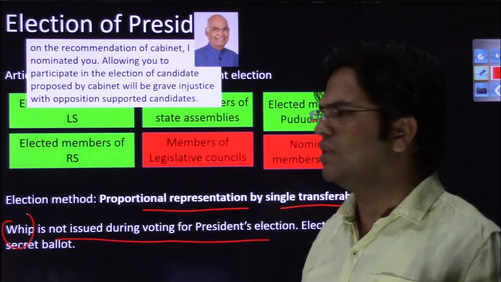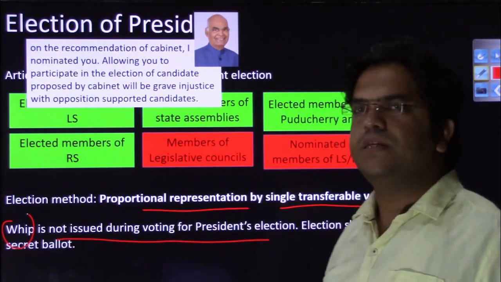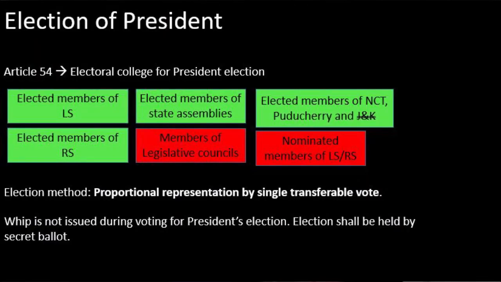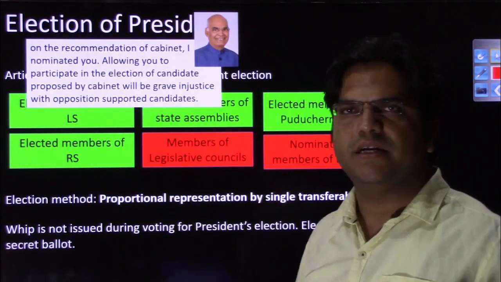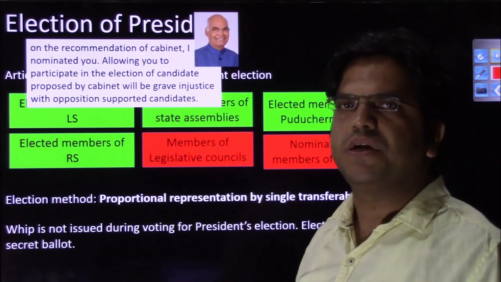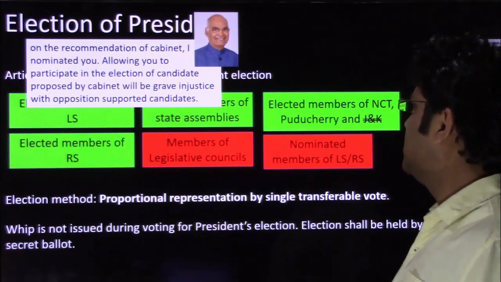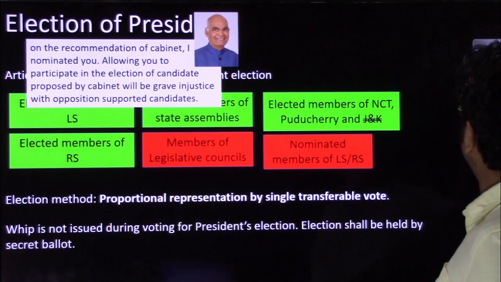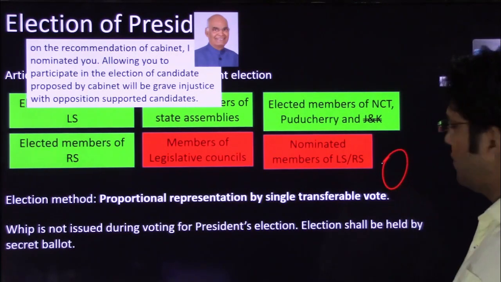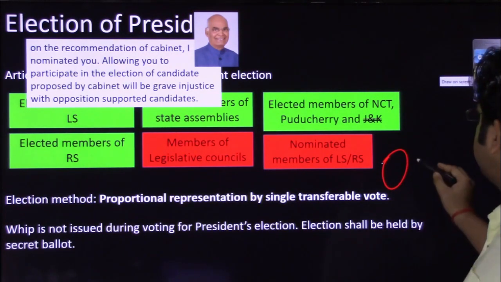Let us try to understand why in the election of president this whip is not issued. Ultimately, we can have a separate debate on whip as well, on how it interferes with the independent functioning of a member of parliament or member of legislative assembly. So let us understand in short. Here suppose you have an MP or MLA, an elected representative.